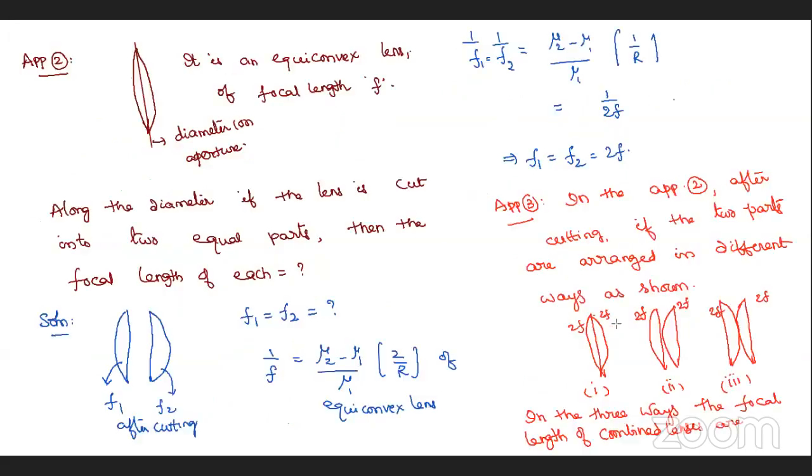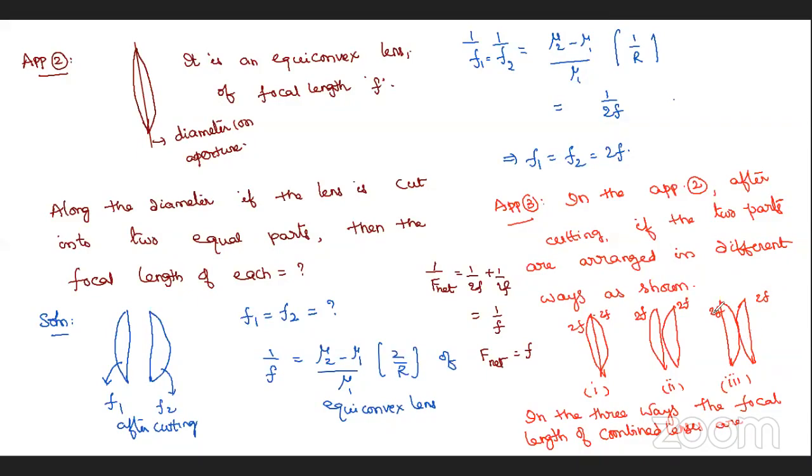Previous one. I think nothing to explain here. Am I right? Yes sir. Both are plus 2F or some other 2F? Plus 2F. So 1 by F net is equal to, you have to write 1 by 2F plus 1 by 2F. So 1 by F means F net is how much? F. Even here also you will get the same. Am I right?